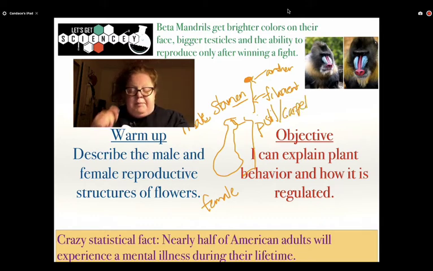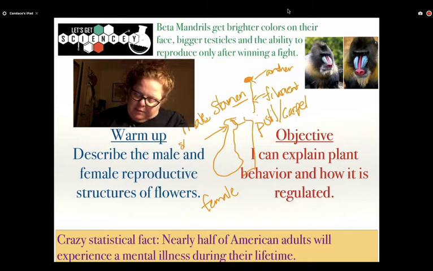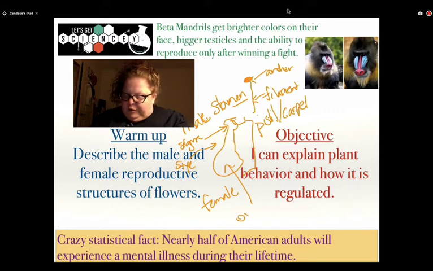So I wish they had the same name all the time, but it's just not always that way. So this part here at the very top is called the stigma. This middle part is called the style. And then this very bottom part here is called the ovary. And so those are the male and female reproductive structures of our flower.